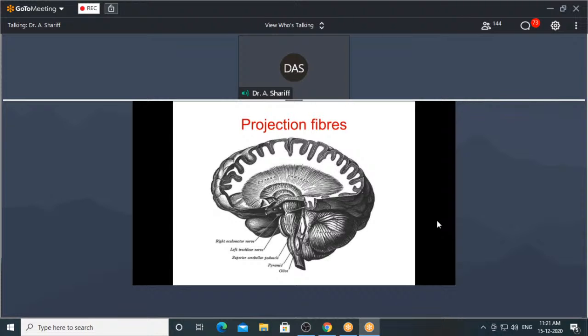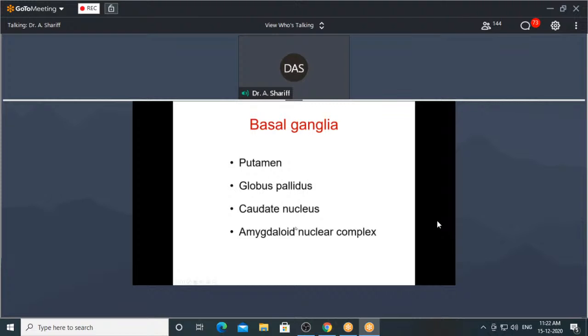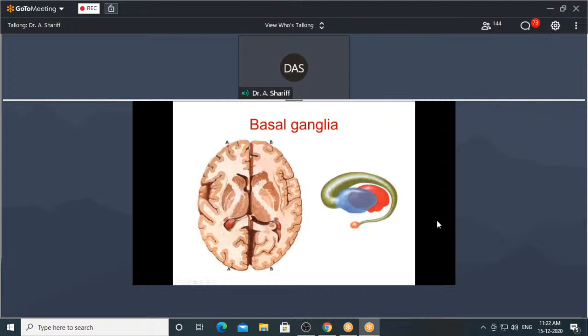Okay, so for example, the root in the brainstem. Okay, so those are all called the projection fibers. Within the cerebral hemisphere, there are collections of neurons, and those are called the basal ganglia. Get used to those names. So these are the basal ganglia. Can you see these collections?